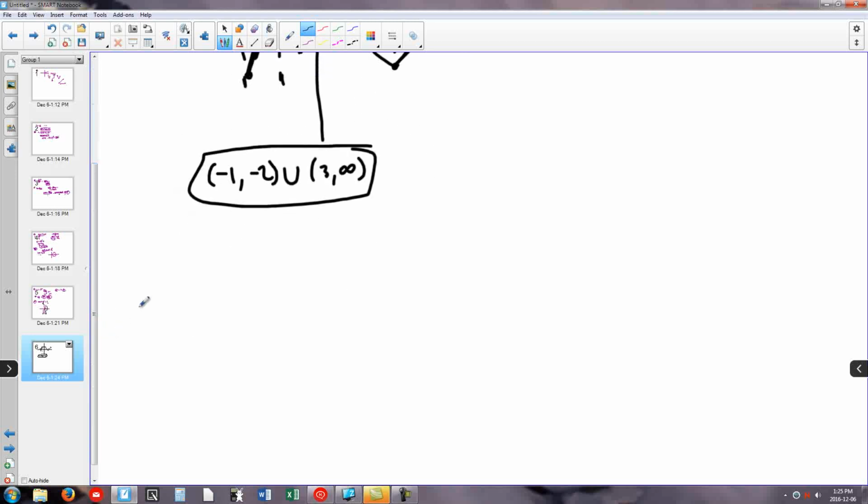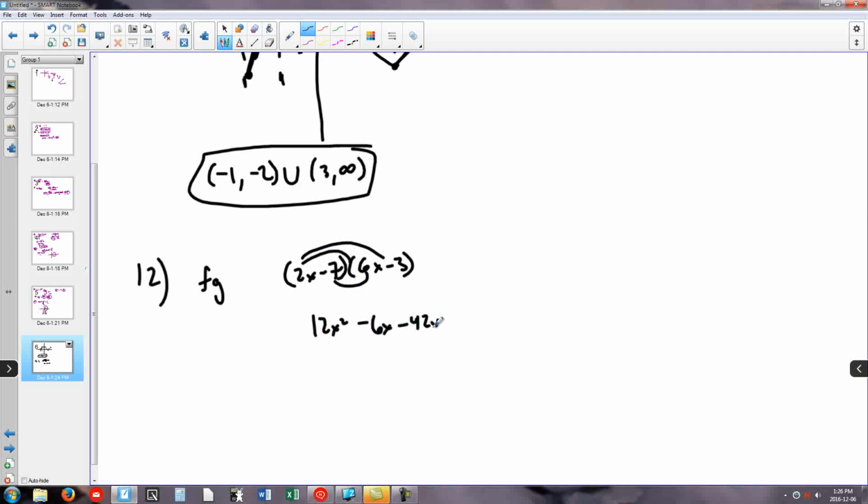Alright, so let's look at question number 12. You're asked to do FG. If you just look at it, really the only thing that makes sense would be to multiply. Function f was 2x minus 7. Function g was 6x minus 3. And we're just going to FOIL. We get 12x squared minus 6x minus 42x plus 21. Which means we have 12x squared minus 48x plus 21.